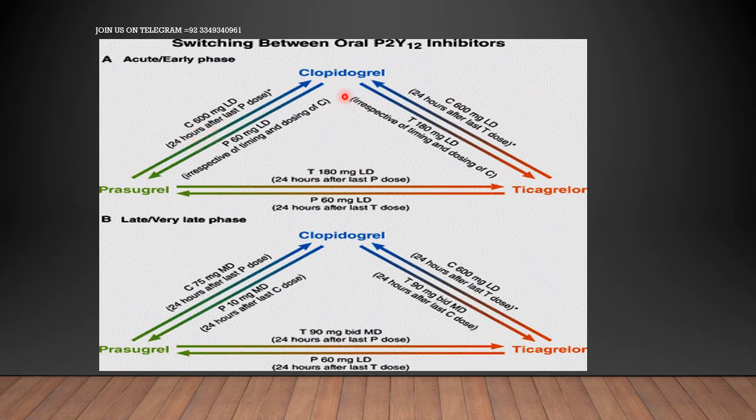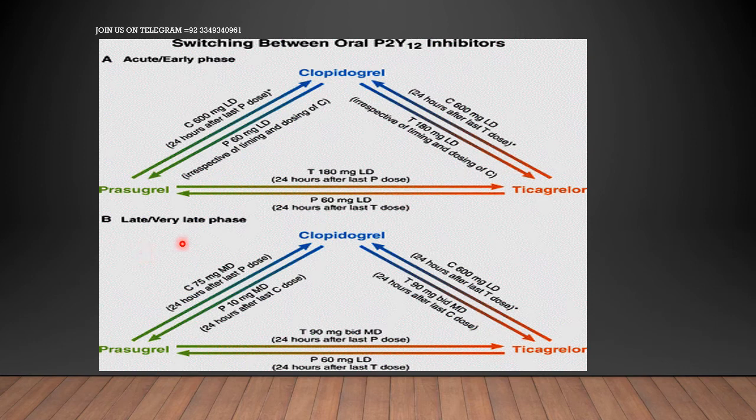If you have to escalate from clopidogrel to ticagrelor, give ticagrelor's loading dose of 180 milligram irrespective of timing and dosing of clopidogrel. On the other hand, if you have to de-escalate from ticagrelor to clopidogrel during the acute phase, you should be giving a loading dose of clopidogrel 600 milligram 24 hours after the last ticagrelor dose. In contrast, we can see that the change between the two agents, ticagrelor and prasugrel, during the acute phase happens with the loading dose 24 hours after the last dose of either agent.